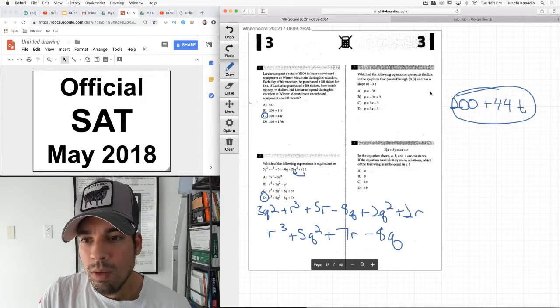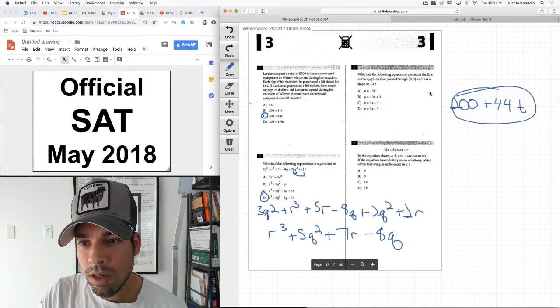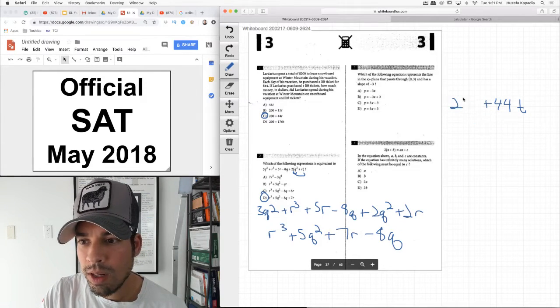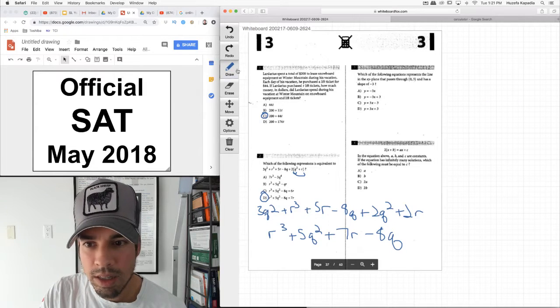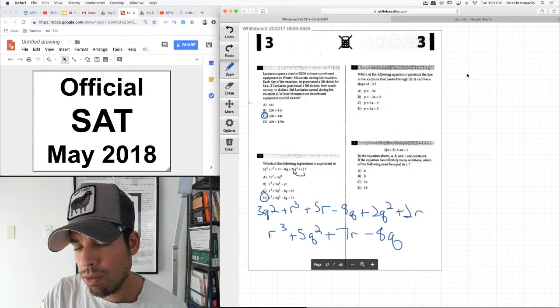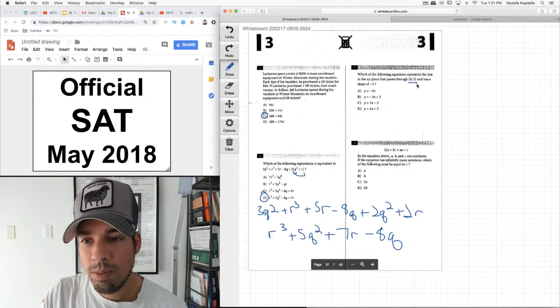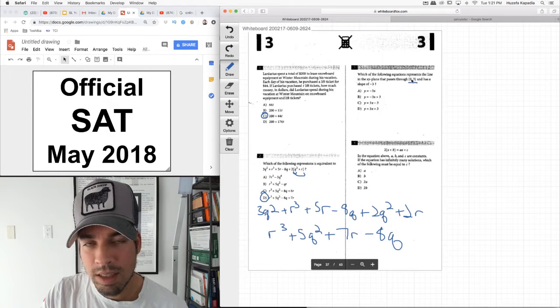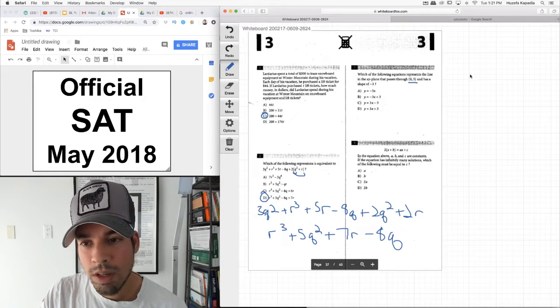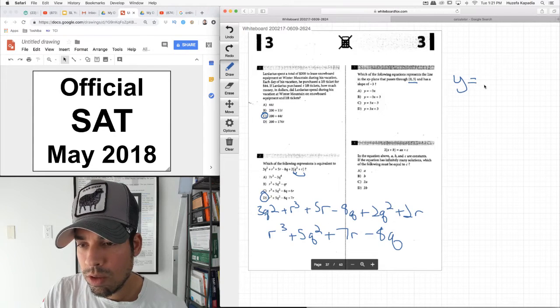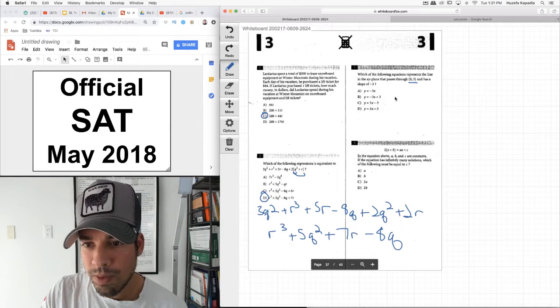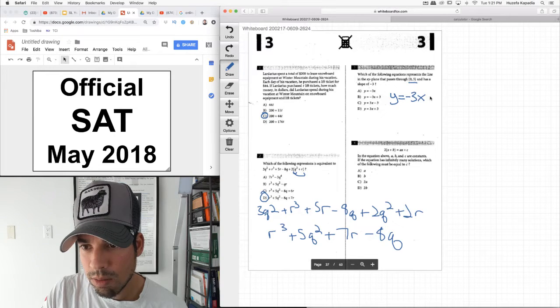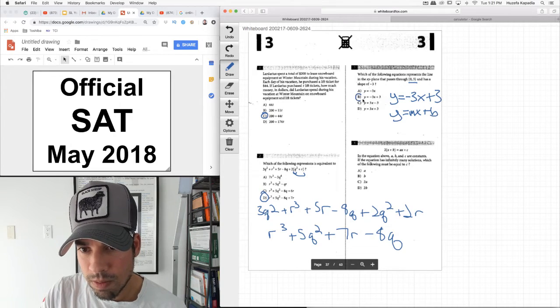Okay, cool. Which of the following equations represents the line in the xy plane that passes through that point and has a slope of -3? Simple. This is my y-intercept, because anytime the x is 0, that's my y-intercept. So it's simply y equals mx plus b, right? Y equals, the slope is -3, times x plus 3. That's y equals mx plus b. And it is this one.